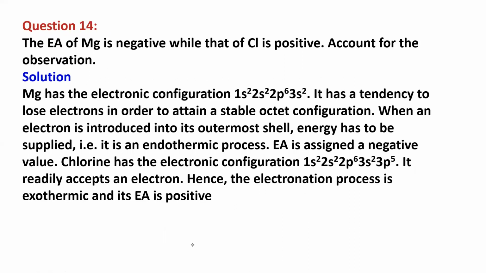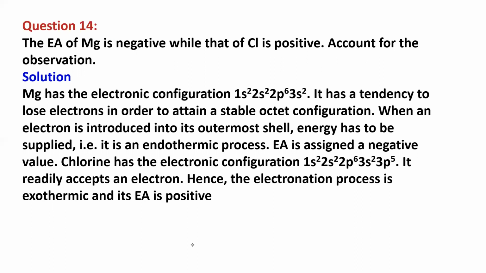The electron affinity of magnesium is negative, while that of chlorine is positive. Account for the observation. Since magnesium is a metal and it has the electron configuration 1s2 2s2 2p6 3s2, it has a tendency to lose electrons in order to attain a stable octet configuration. So when an electron is introduced into its outermost shell, energy has to be supplied. So it is an endothermic process, and electron affinity is normally an exothermic process, because electron affinity is assigned a negative value.